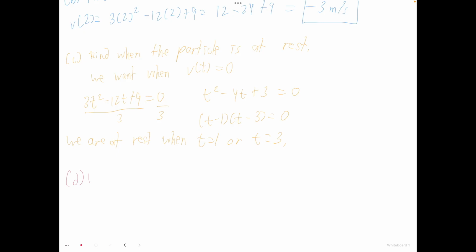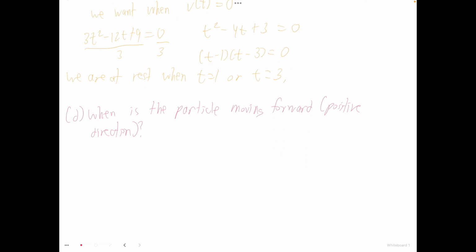Next, we want to know when is the particle moving forward, or in other words, the positive direction. Okay, so we want to know when is our particle moving forward. As I mentioned a second ago, the sign of the velocity tells us if we're moving forwards or backwards. When velocity is positive, we're moving forwards. So we want to know when is v of t greater than 0.